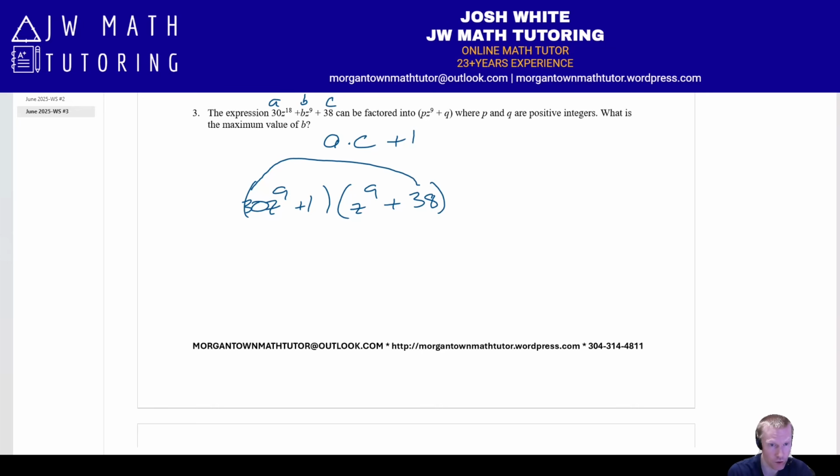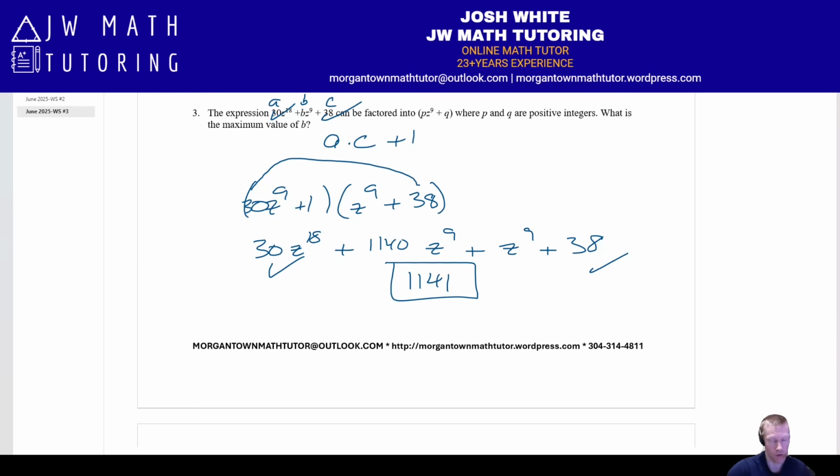And so now if you go ahead and FOIL this out, 30 z to the 18th first. Outer, 38 times 30 should be 1140 z to the 9th. Inner, 1 z to the 9th. Last, 38 times 1. Okay, so this part checks, these match those terms, and then here we have 1140 plus 1, or 1141, which is the correct answer.